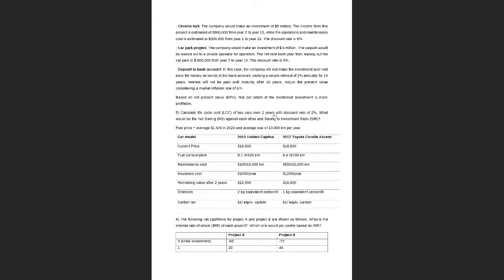And similarly for scenario 2, which is to invest in a cinema hall. Again, you have the same initial investment amount. The positive cash flow is 900,000 from year 2 to year 10. So in year 1, there is 0 positive cash flow, while the operation and maintenance cost is estimated to be 200,000 from year 1 to year 10. So we have negative cash flow right from year 1 till year 10, and the discount rate is given to us.